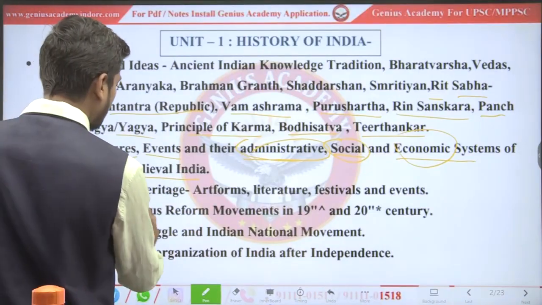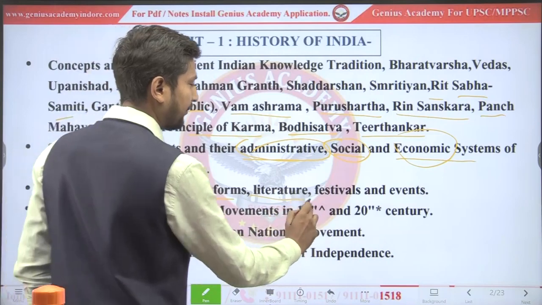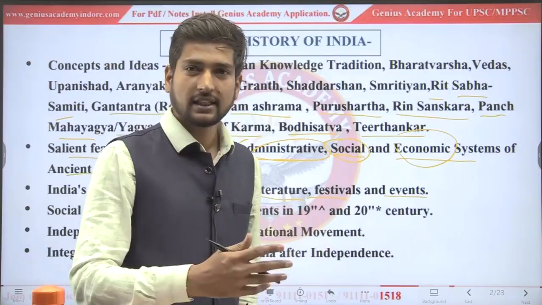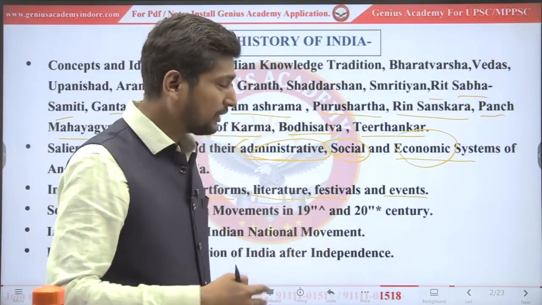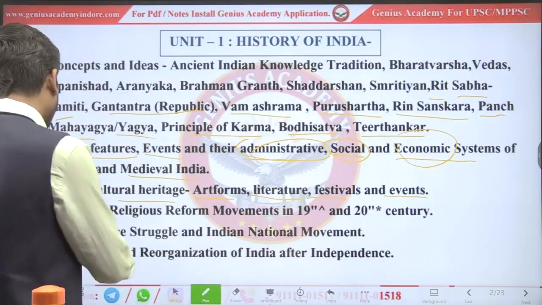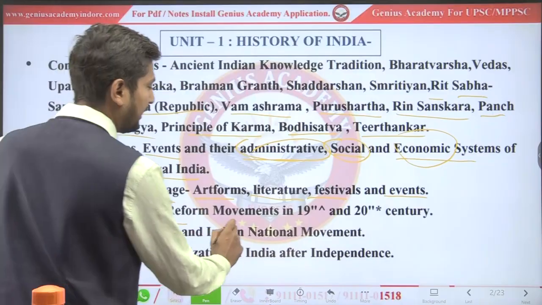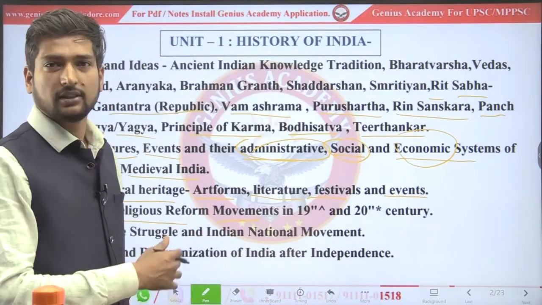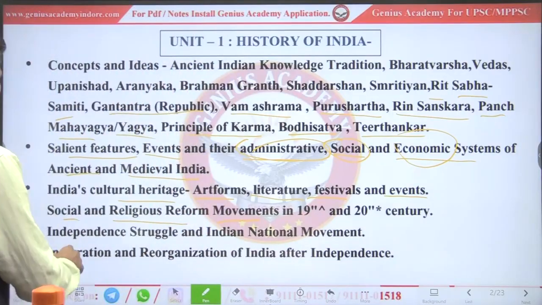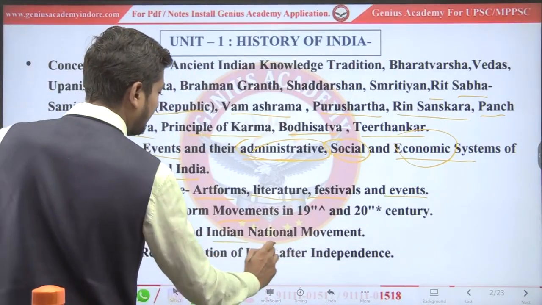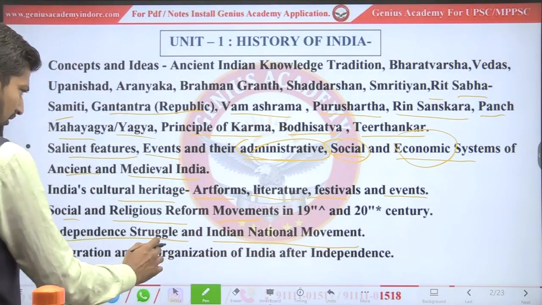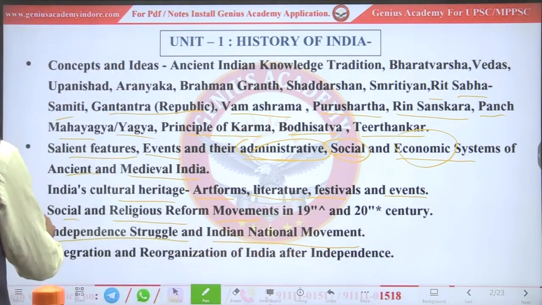Next, it's art and culture, art forms, literatures, festivals and events, just like fairs. We will cover this portion in very depth. Social religious reform movements, this is the point related to modern India. From here, we have to cover modern India. Independence struggle and Indian national movement, there is not much difference. The Indian national movement will be covered under this point.